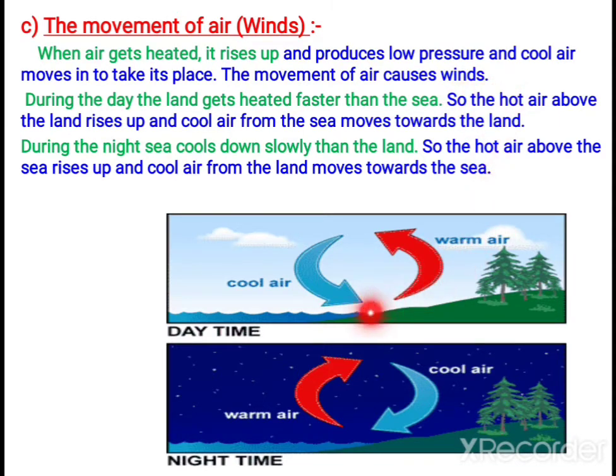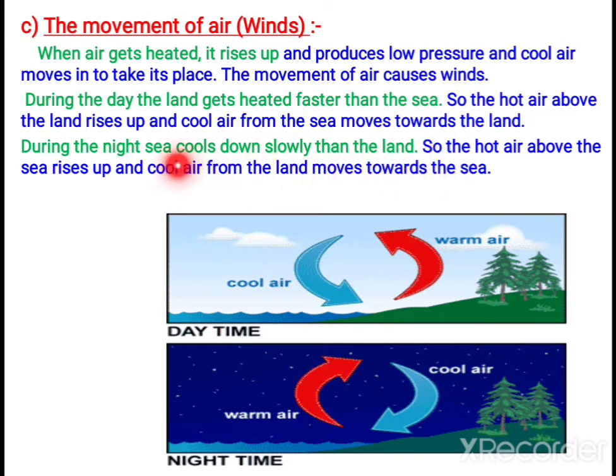Let us see what happens during daytime and night time. During daytime the land gets heated faster than the sea. When it gets heated fast, the warm air rises up. Then the cool air moves towards the land. So during daytime this type of breeze occurs: warm air moves up and the cool air from the sea moves towards the land. And during night time what happens? At night the sea cools down more slowly than the land.